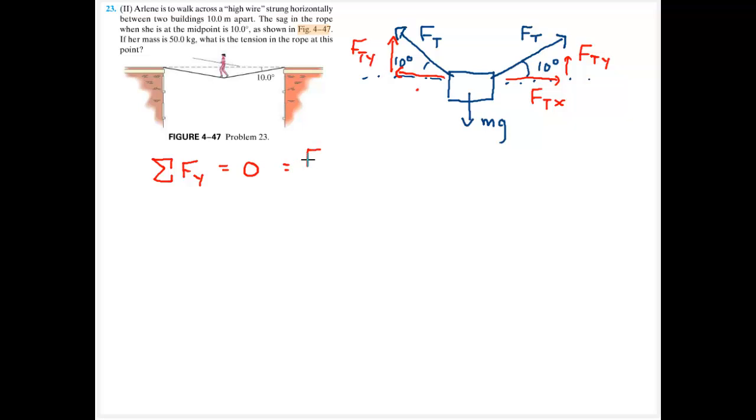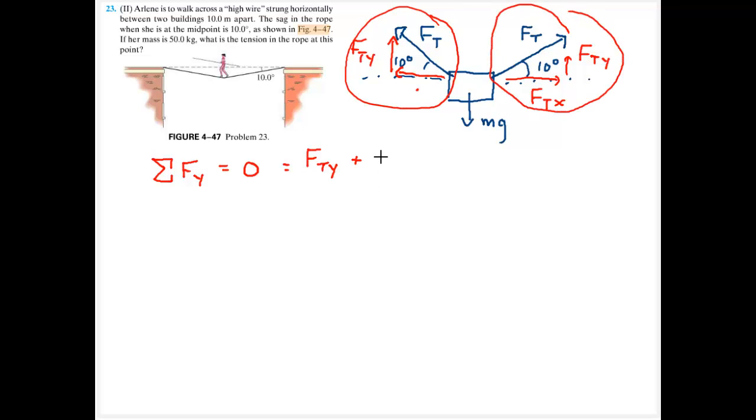We're going to have force of tension in the y direction from this rope over here acting on her. And then we're going to have the force of tension in the y direction acting on her right there. And these are in the positive direction. The downwards direction, we're going to have mass multiplied by gravity.